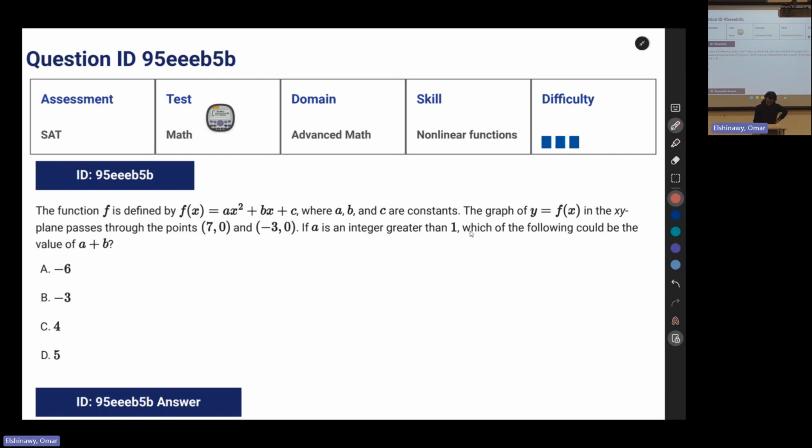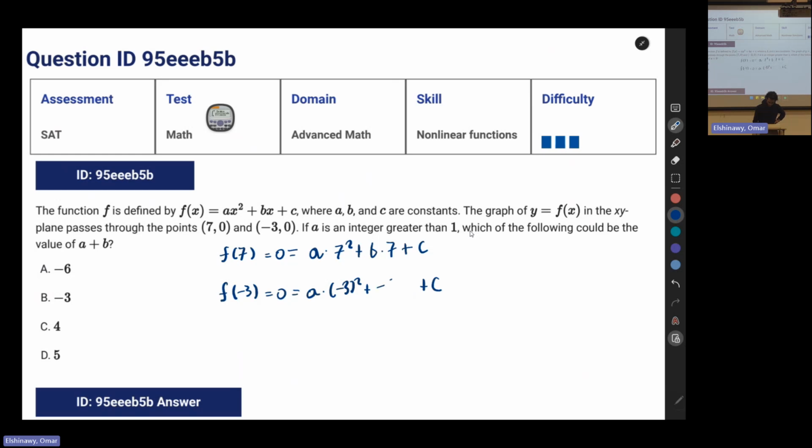Okay, here's how I want to try it. I have 2 points. I want to plug them in and see what happens. f of 7 should be equal to 0 on one side, but on the other side it should be equal to a times 7 squared plus b times 7 plus c. Same thing here: a times minus 3 squared plus b times minus 3 plus c.